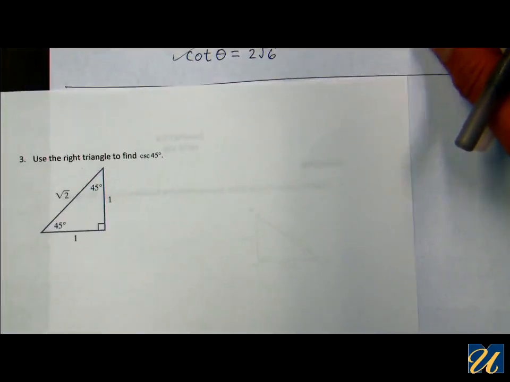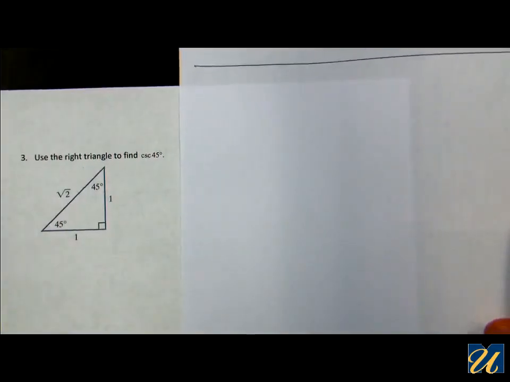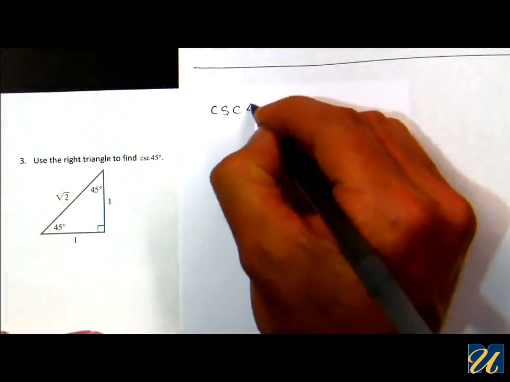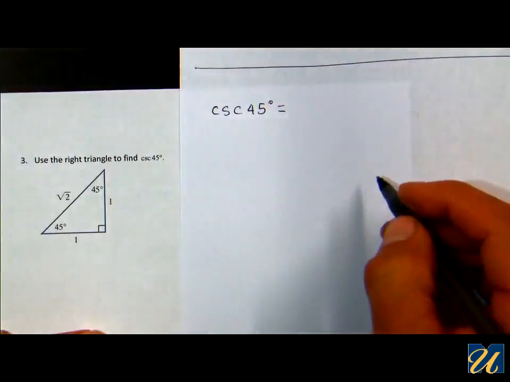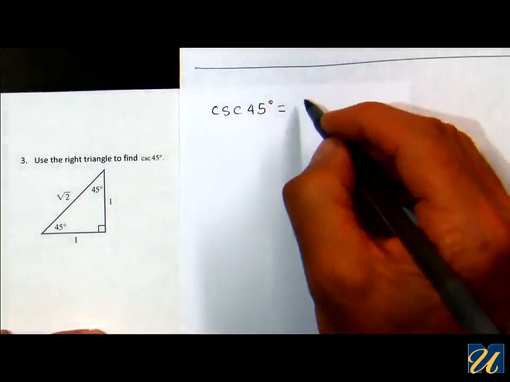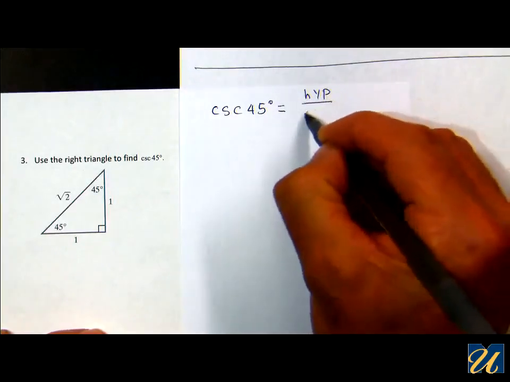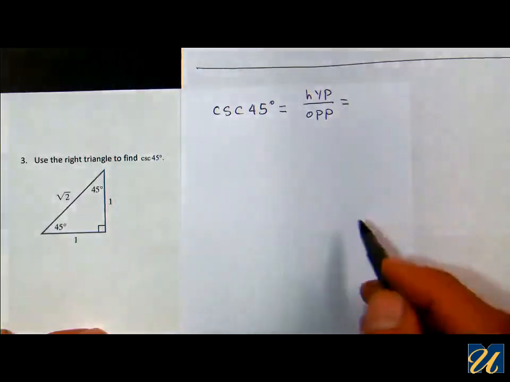Use the right triangle to find the cosecant of 45 degrees. Okay, cosecant of 45 degrees. Well, two ways to do that. The cosecant of 45 degrees, you can look at the right triangle definition, which is the hypotenuse divided by the opposite. Okay. Look through your angle of 45 degrees.